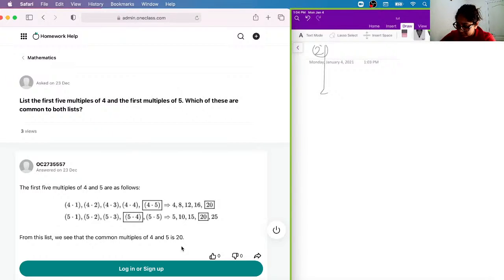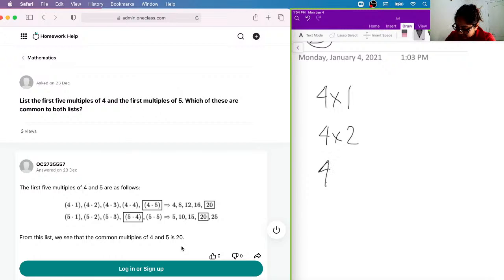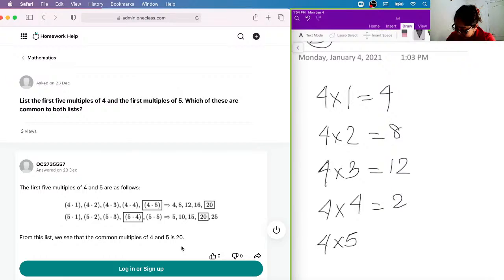So 4 times 1, 4 times 2, 4 times 3, 4 times 4, and 4 times 5. So this is going to be 4, 8, 12, oops, this is 16, and 20.